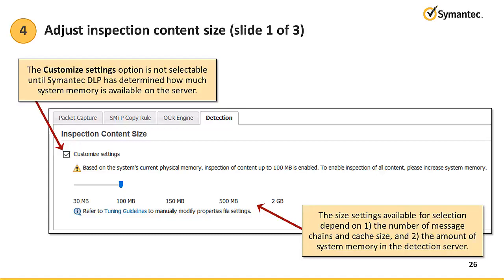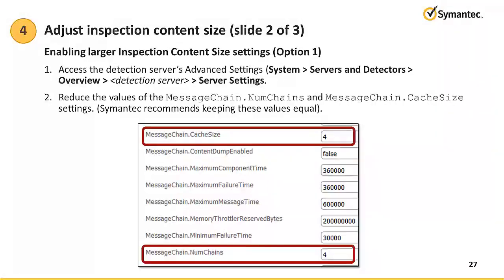Immediately after you add a new detection server, you'll notice that the inspection content size customized settings option is not selectable. You must wait until the detection server has fully started and Symantec DLP has determined how much system memory is available on the server. The available inspection content size settings are the default 30 megabytes, 100 megabytes, 150 megabytes, 500 megabytes, or 2 gigabytes.